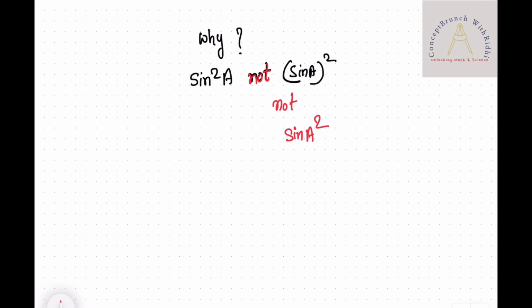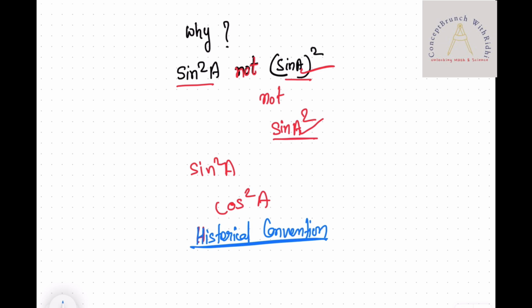Have you ever wondered why we write sine square A, not sine A whole square or sine A square? It's just a shorthand to make things easier. Sine squared A simply means the square of the sine A. Writing in this way keeps things neat and avoids confusion. So we know the square applies to the sine value, not to the angle. This format we use for other functions like cos squared A, tan squared A, and so on. Even mathematicians have used this notation for centuries and it has become a standard. It is compact, easy to use, and widely accepted in all branches of mathematics.